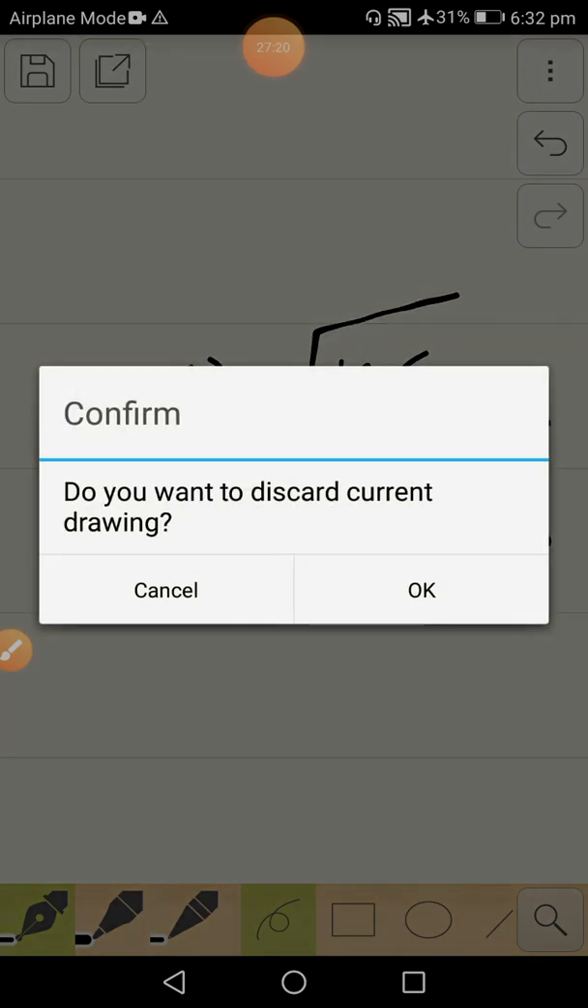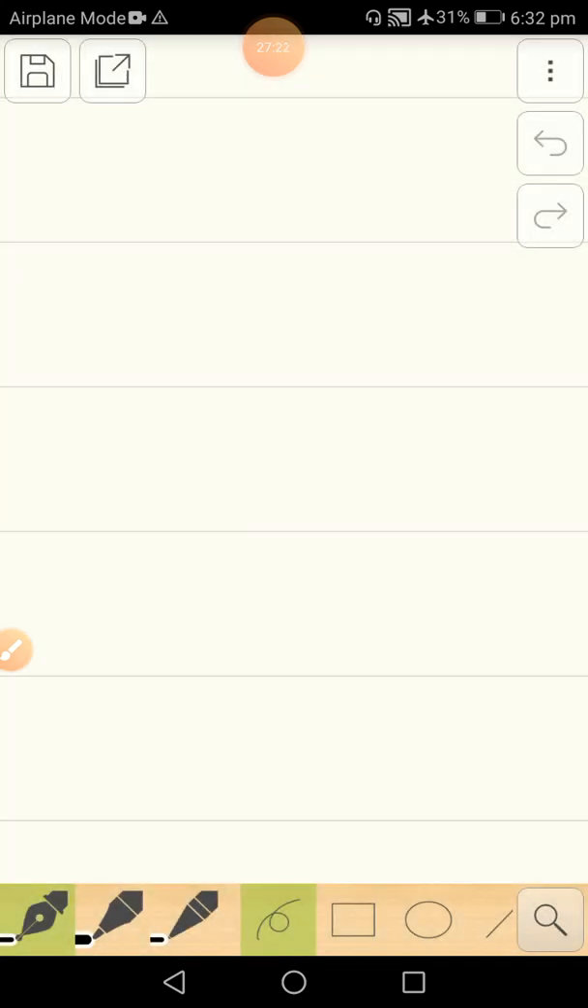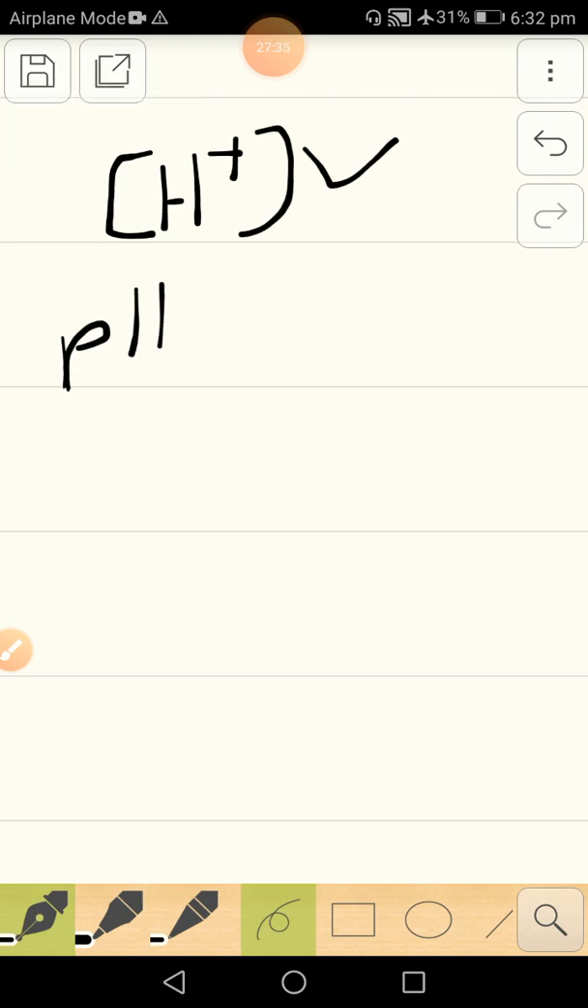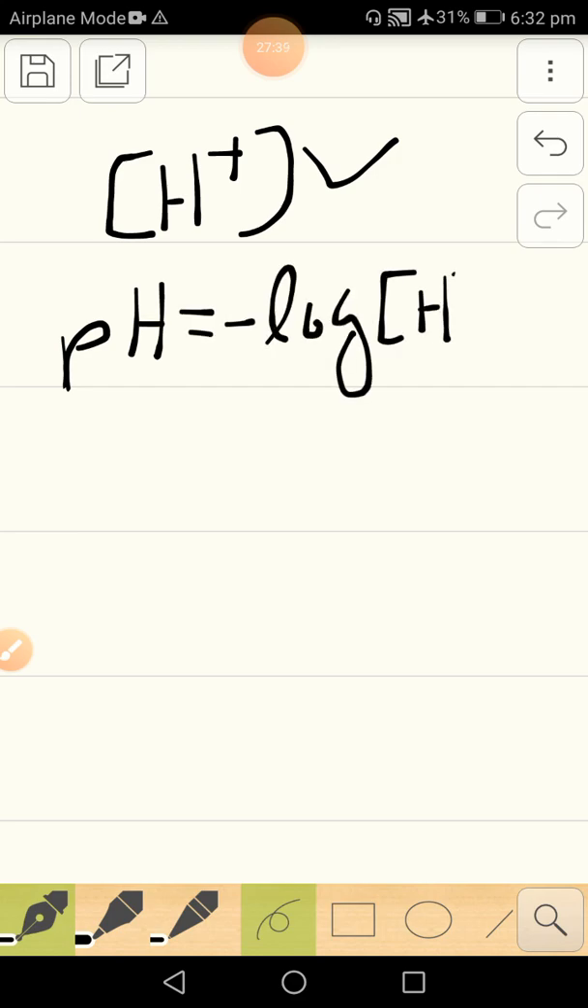Now, how to find the pH? After you find the concentration of H plus, you can easily find pH, isn't it? pH is equal to minus log of the concentration of H plus. But how will you find the pH of a base or an alkali?